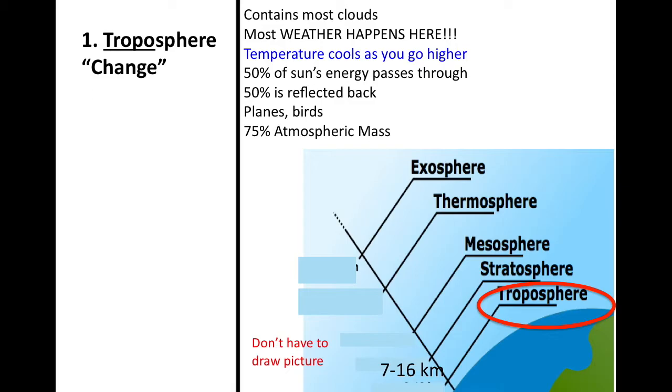As you go higher up in altitude, the temperature cools. Here, in this layer, 50% of the sun's energy passes through, while the other 50% is reflected back. We see planes and birds in this layer, and this is also where 75% of the mass of all of the molecules in the air are located. We also see hot air balloons flying around in this layer of the atmosphere, and Mount Everest is at the top of this layer. This is also where we see clouds.